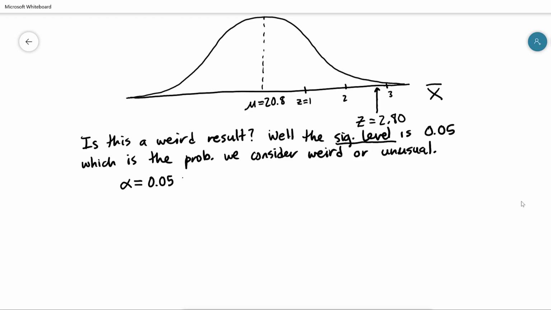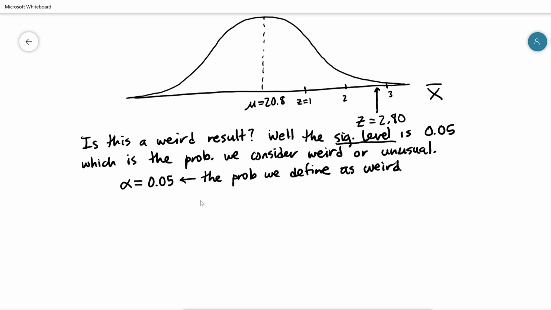So this region is the probability that we're going to define as weird. If I changed alpha to 0.01, what we'd be saying is I'm going to consider something weird if it happens less than 1% of the time. In this case, I'm considering something weird if it happens less than 5% of the time. And so we need to figure out where that region is.